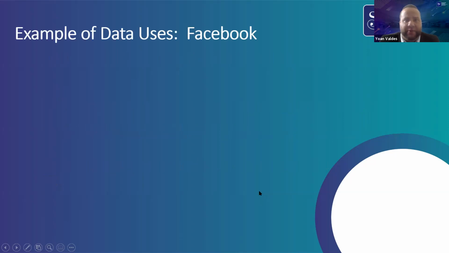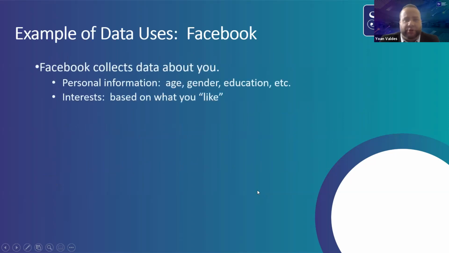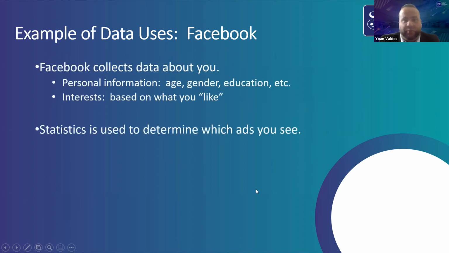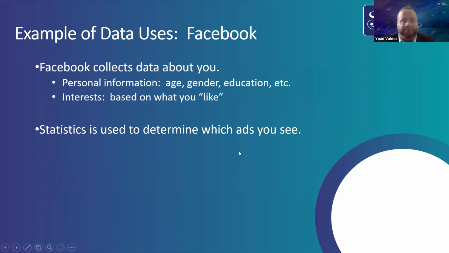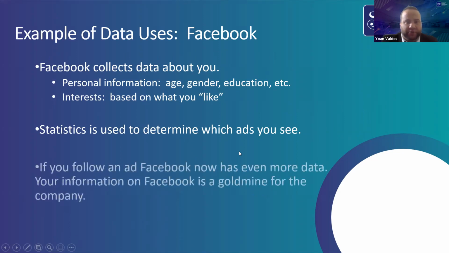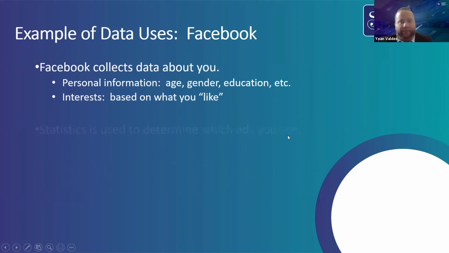For example, of data that we use, one of those social media like Facebook. Facebook collects data about you: personal information, age, gender, education, and many other important information. Interests based on what you like. Statistics is used to determine which ads you see. If you follow up on Facebook, now there has been more data. Your information on Facebook is a gold mine for the company.